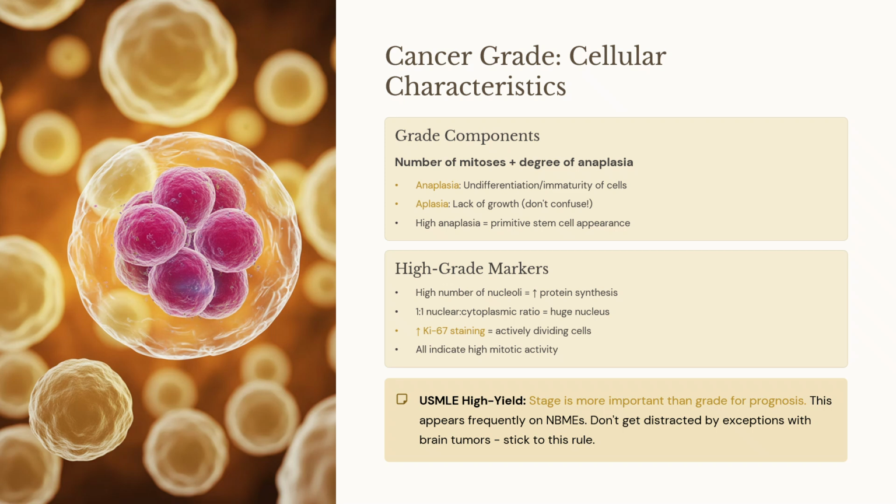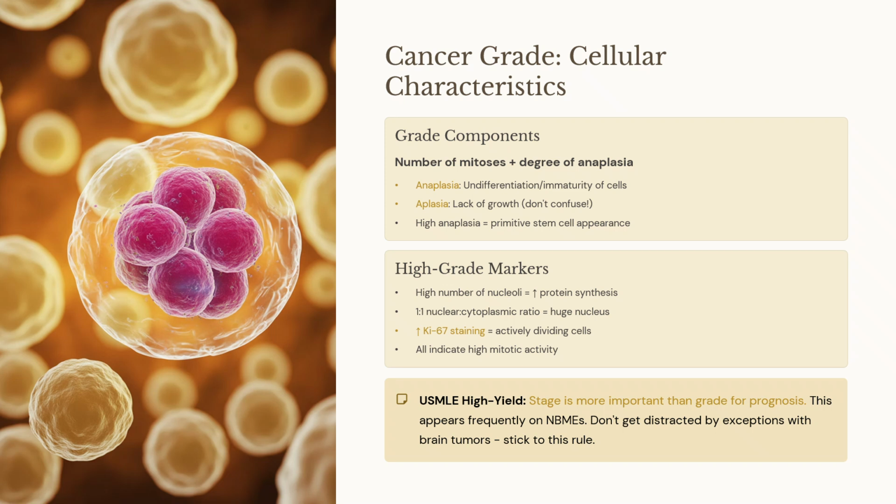High anaplasia means a primitive, stem-cell appearance. High grade will happen when there is a high number of nucleoli. What does that mean? When there is increased protein synthesis, there is an increased number of nucleoli. When there is an increased nuclear cytoplasmic ratio, that is, a huge nucleus, then again it is a high grade marker. Ki67 staining will indicate a high grade marker because it indicates an actively dividing cell. All these indicate high mitotic activity, which indirectly means a high grade marker.